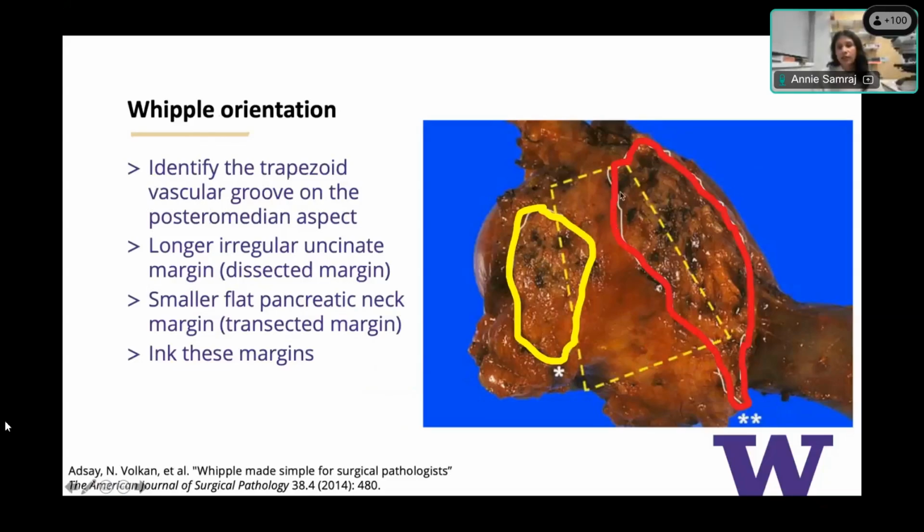And then here you'll see a larger ragged surface. And so this is the dissected margin of the uncinate. And then here on the other side, it's a smaller, more flat pancreatic neck margin. And the uncinate always has a lot more fat, which is why it looks quite irregular. So once you identify the vascular groove, it's important to ink these margins.